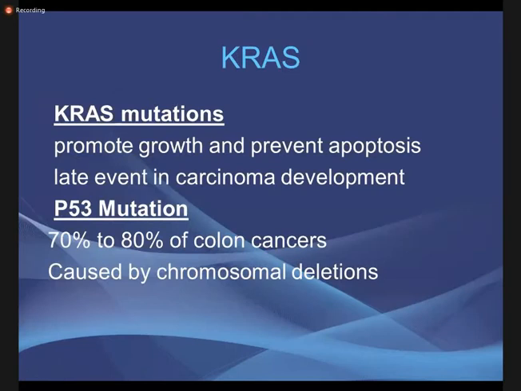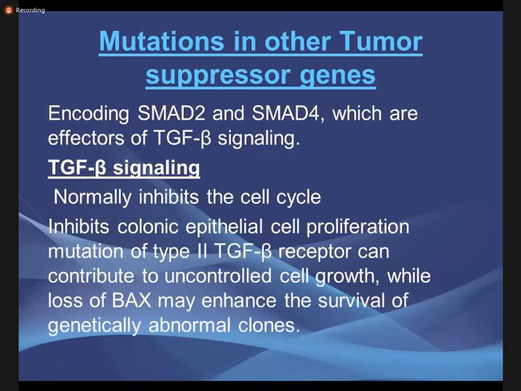Then the KRAS mutations and p53 mutation, as I have told you in the previous slide. KRAS mutation promotes growth and prevents apoptosis, and this is a late event in carcinoma development. And then 70 to 80% of colon cancers have p53 mutation, which is caused by chromosomal deletion. So chromosomal deletions are the hallmark of the APC-beta catenin pathway. So these are the mutations which accumulate at certain stages of time, and then they form a sequence of epithelial proliferation, then adenomas, and then invasive carcinomas.